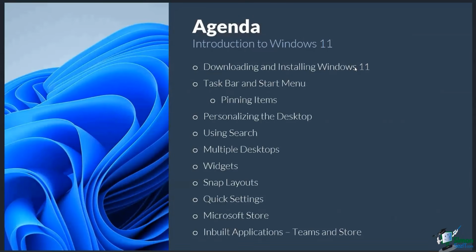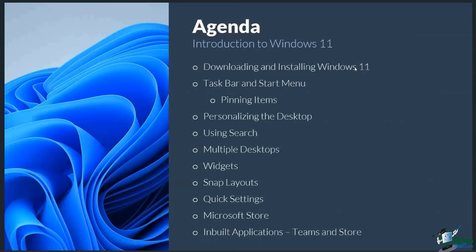Once you've got it installed, we're then going to run through some of the main changes. We're going to take a look at the taskbar and the start menu. I'm going to show you how you can pin items. We're going to take a look at how you can personalize the desktop. There's some really fancy, nice new desktop backgrounds that you can add. I'm going to show you where all of those are. We're going to take a look at using search because there's some differences there. And also this feature called multiple desktops, which is really cool.